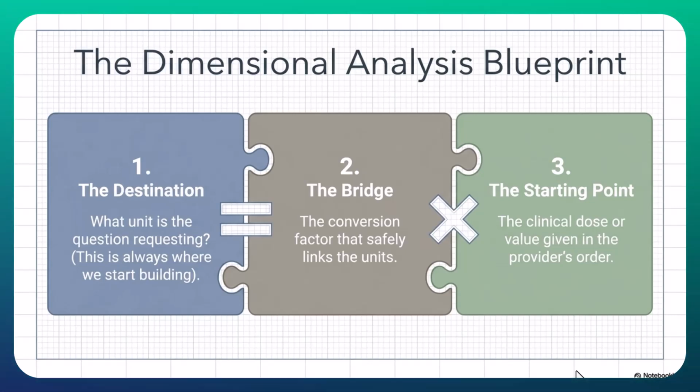Next, it's not always in the second position, but oftentimes it is the bridge. That's your conversion factor that safely links the units. You're not always going to be given a conversion factor in your problem, and you'll know if you can't get from point A to point B, it's because you need a conversion factor. That's the missing puzzle piece, where you have to know which conversion factor fits this puzzle at this place. And the clinical dose or value given is what the provider ordered.